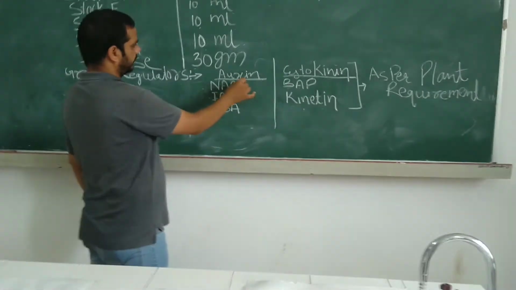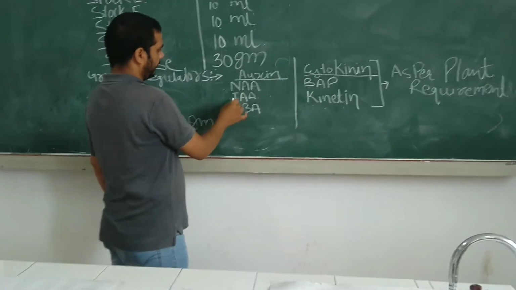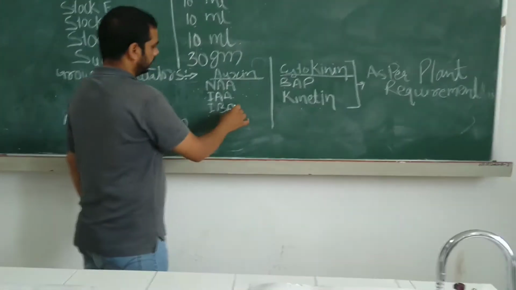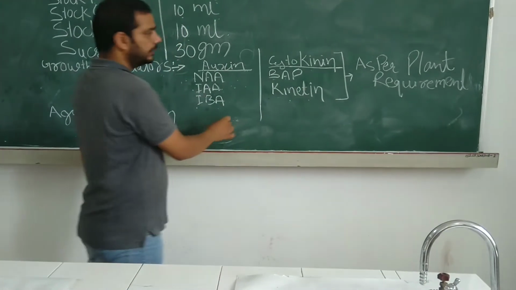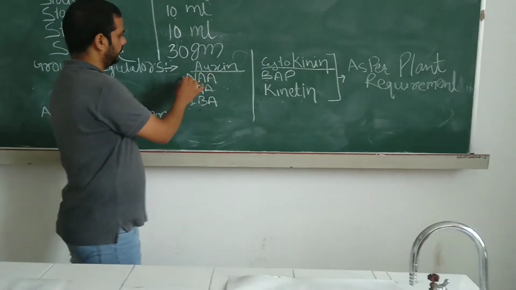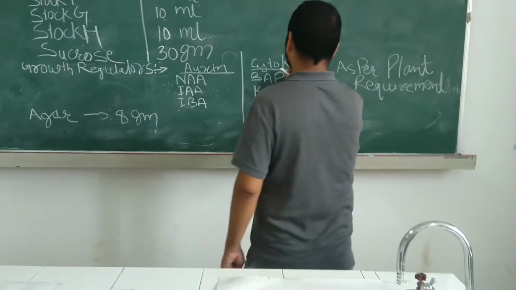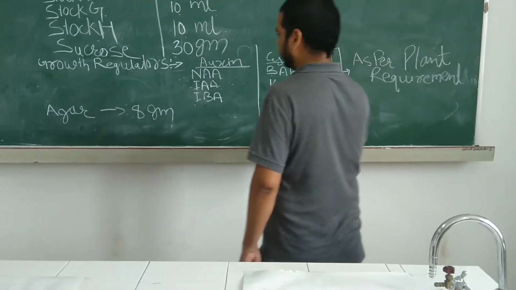These are the synthetic forms of the auxin: NAA, IAA, IBA, that is naphthalene acetic acid, indole-3-acetic acid, indole-3-butyric acid. All these are the synthetic forms of the auxins which we will use in the media preparation. And these are the synthetic forms of the cytokinin, BAP and kinetin.